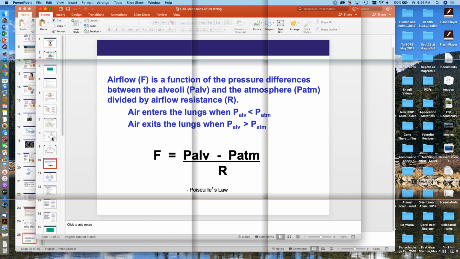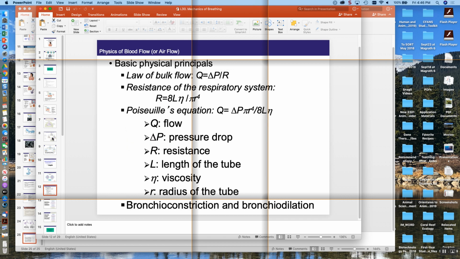You will be given Poiseuille's law, okay? You've seen it before, just about the relationships. The significance here is the same as what we learned with the circulatory system. Small changes in bronchoconstriction and bronchodilation translate to huge changes in resistance because of this r to the fourth value. Small changes in the radius of these tubes, bronchoconstriction and bronchodilation, translate to huge changes in resistance.